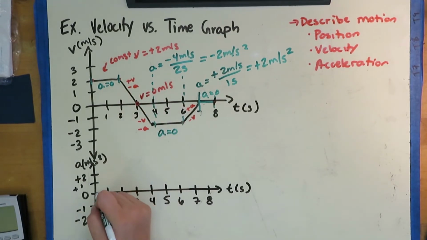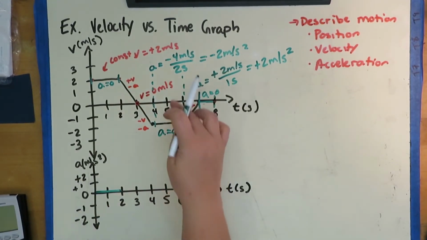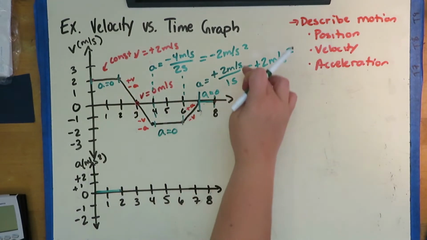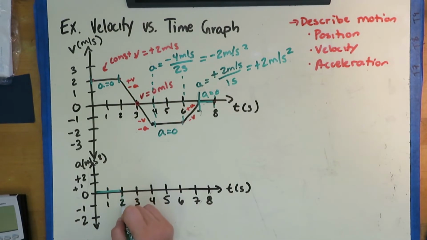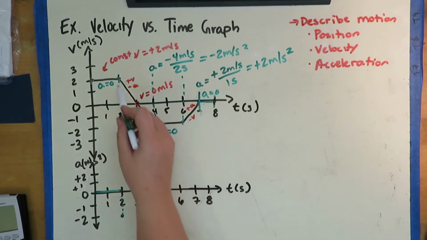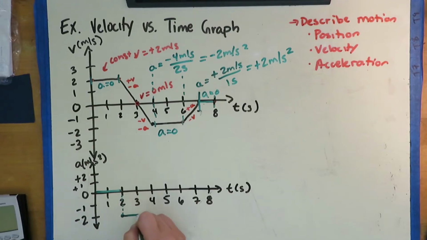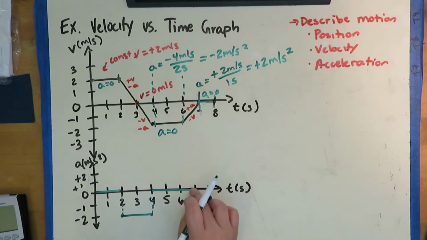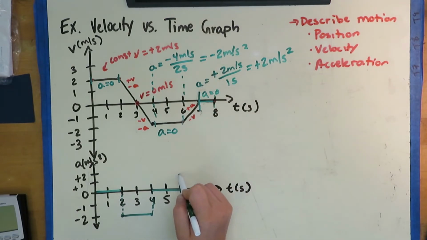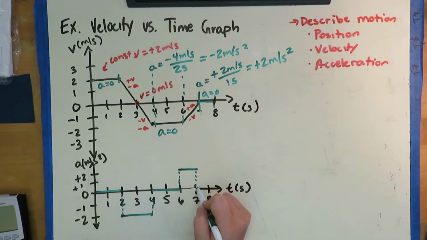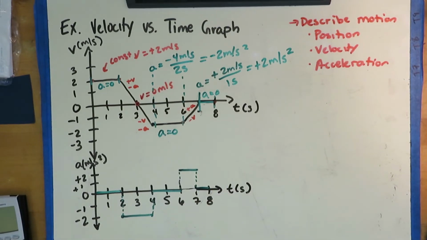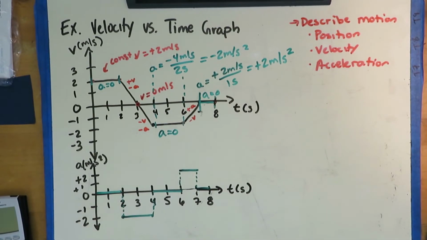So I have a equals 0 from 0 to 2. And then I have a jump. It jumps from being 0 to being a negative 2 meters per second squared. So I show that vertical discontinuity, and that's until 4 seconds. And then it jumps back to being 0 until, oh, until 6 seconds. 6 seconds is when it stops. And then I jump to a positive 2 meters per second squared for 1 second, and then I drop back down to 0. So that would be my acceleration versus time graph.